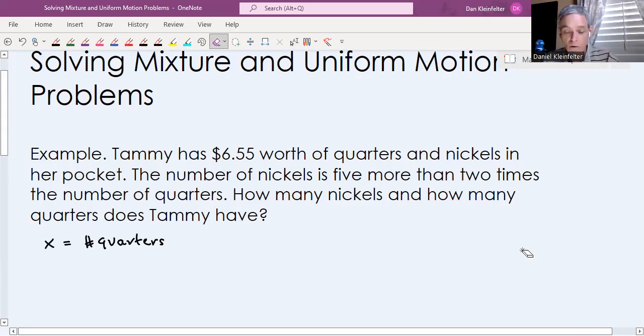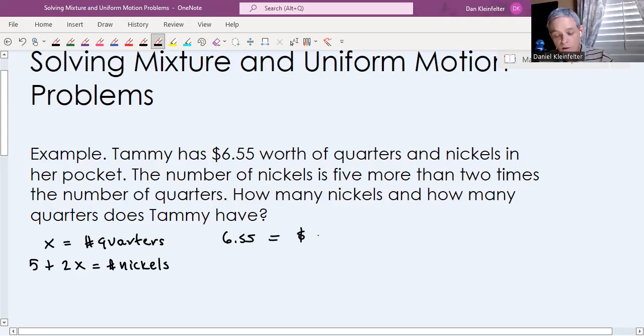So if X is the number of quarters, then we can put down the number of nickels. The number of nickels is 5 more than 2 times the number of quarters. That will be the number of nickels. So that's defining the quantities in the problem in terms of the variable we have. The next thing we have is the total amount of money, $6.55. That is going to come from the money in quarters plus the money in nickels. So we're just going to add that up.